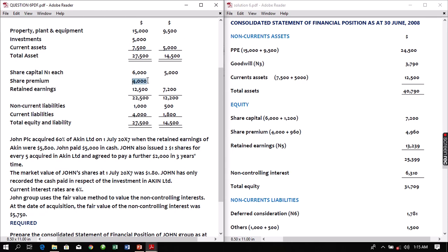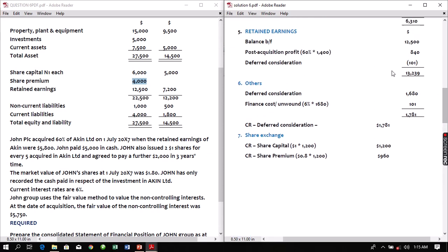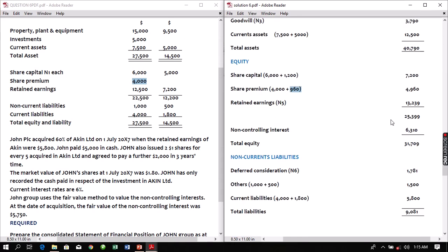The same thing too. What is my share premium here? 4,000. Bringing it here, 4,000. As calculated in note 7, we are told that the proportion of the new shares issued to the subsidiary will generate a share premium of 960. Adding it together gives me a total of 4,960. And according to our calculation in note 5, we have gotten our retained earnings to be 13,239, which we can confirm here. In our note 5, my retained earnings is 13,239.